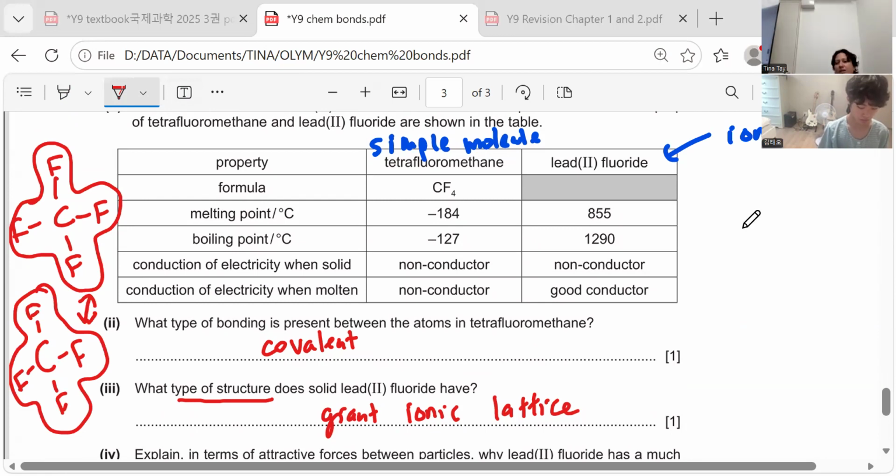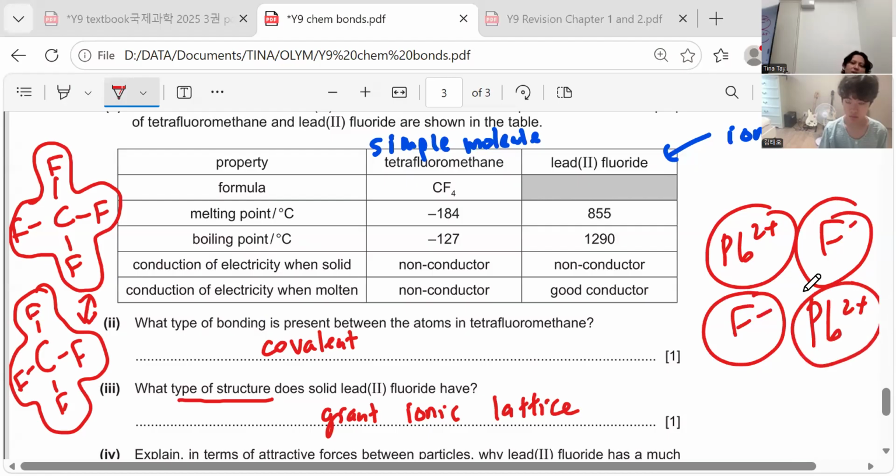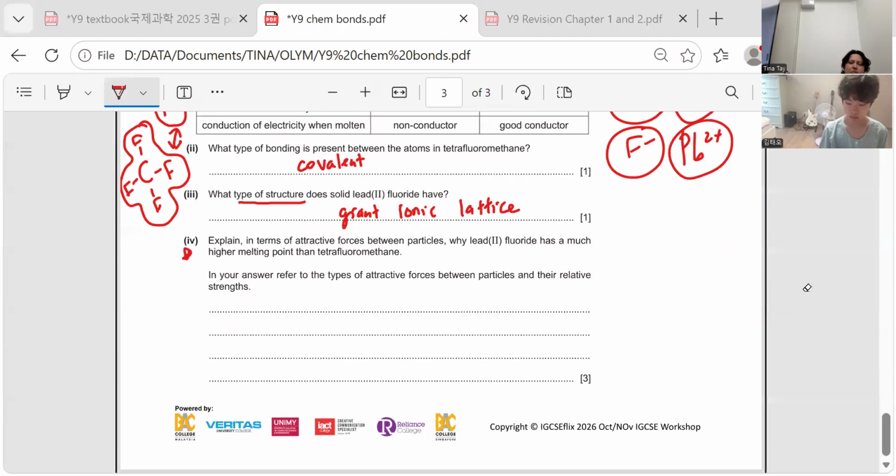But in the ionic, lead fluoride, does it finish or does it go on and on? On and on. It's a giant ionic lattice. So how do you explain it in words? There are only three things that you need to write.